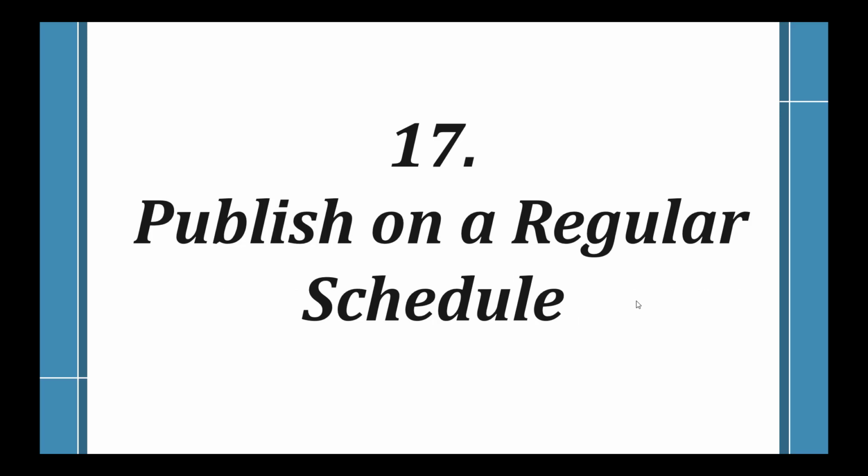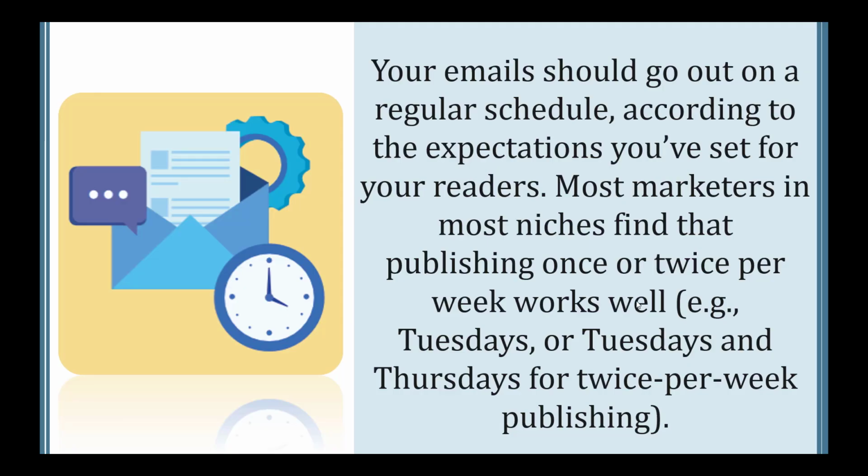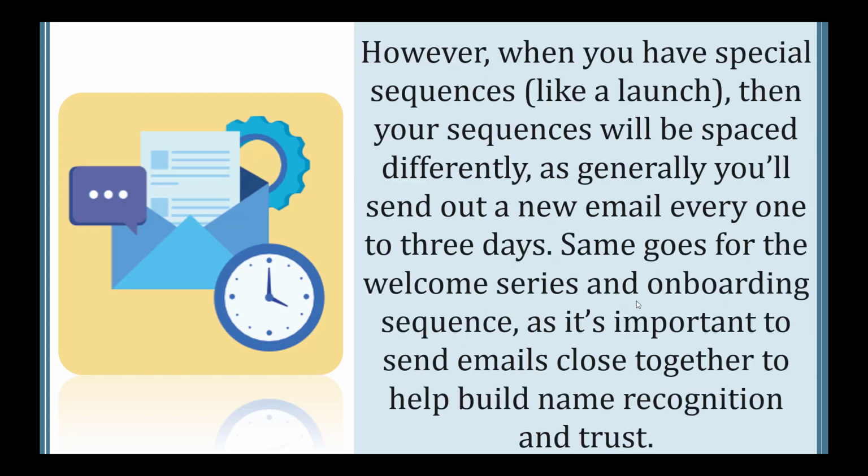Number 17, publish on a regular schedule. Your email should go out on a regular schedule according to the expectations you've set for your readers. Now, most marketers in most niches find that publishing once or twice per week works well. For example, Tuesdays and Thursdays for twice per week publishing.